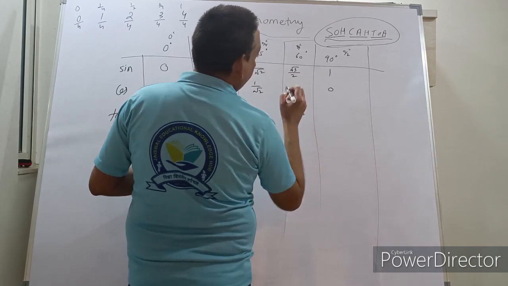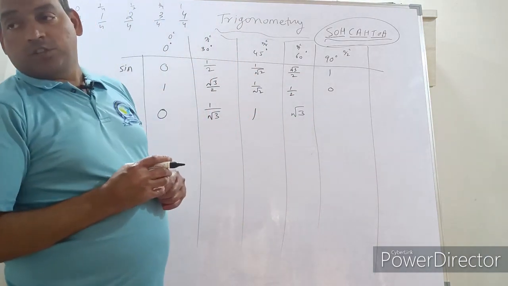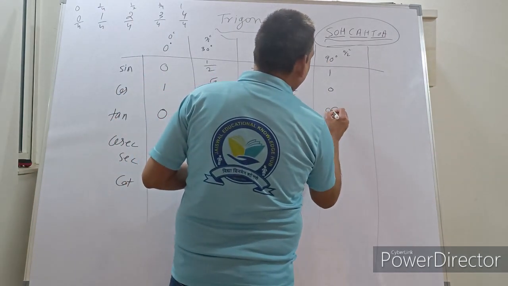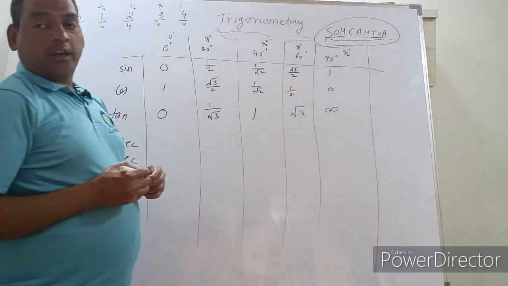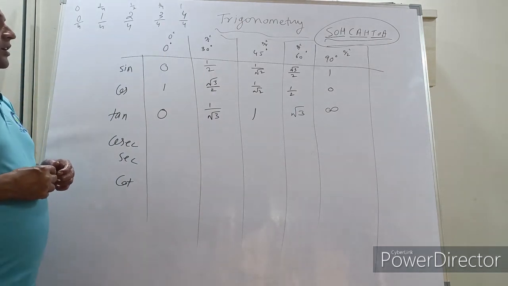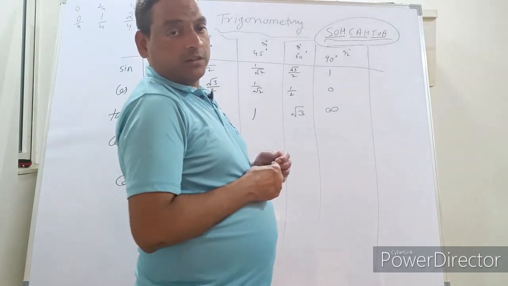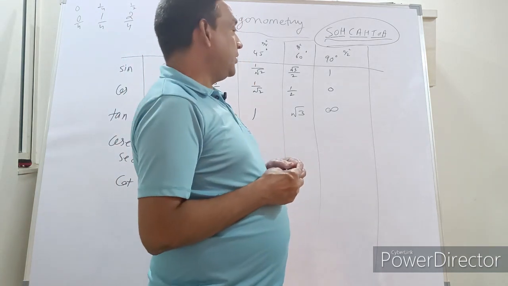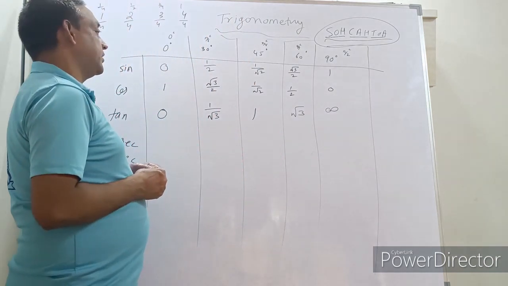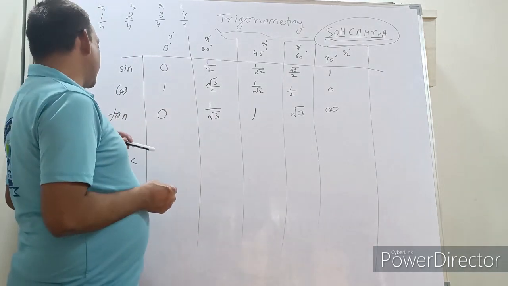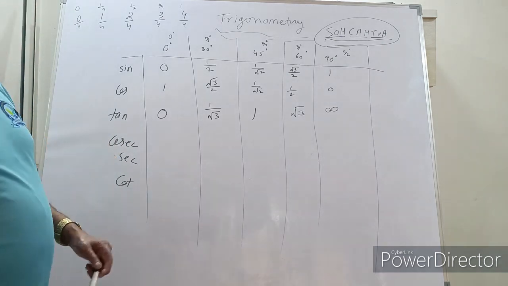And any number divided by 0 is not defined. That is infinity. Okay, infinity, not defined, can't find out. Clear? Now the next are cosec, secant, cot.